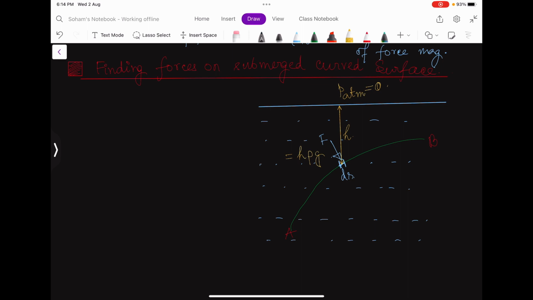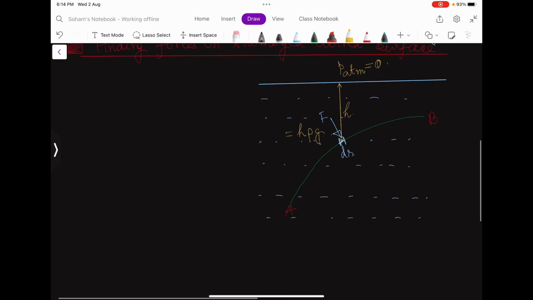So this is the dF actually. dF will be this much pressure P into dA. So dF is that much pressure into dA, and we have to integrate over the whole curve. Maybe you are given the equation of the curve, let us say y equal to x square. Let us say that you have this curve.